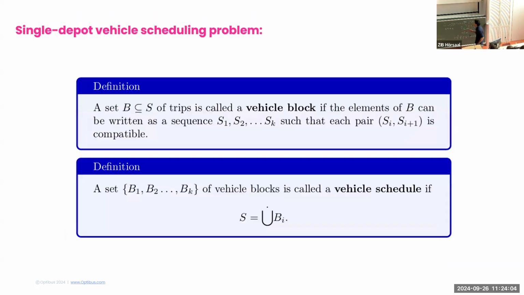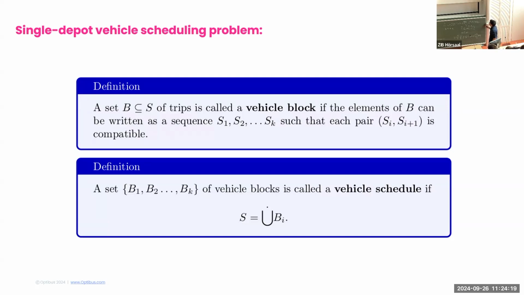Then here's a bit of math, right? Again, it's not really important. It just means when I have a sequence of compatible trips, I can do the trip, and afterwards I can make another trip, and so on. That's basically what a bus can drive.